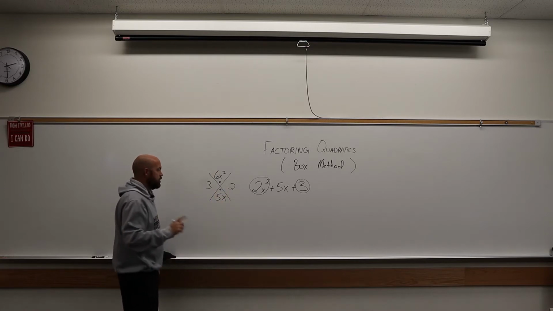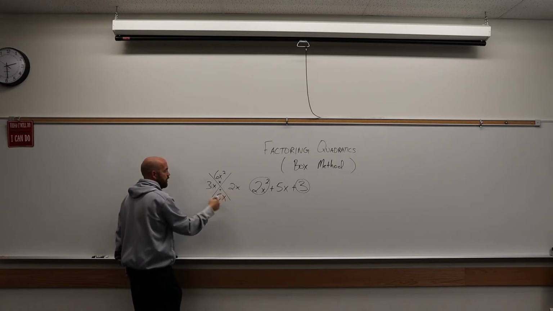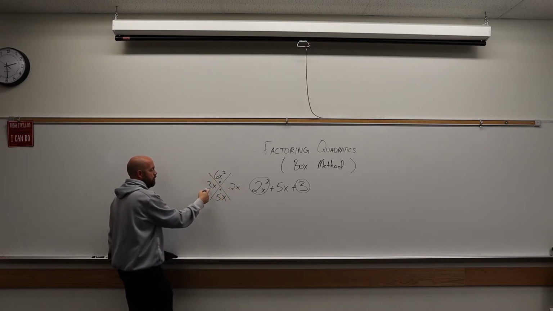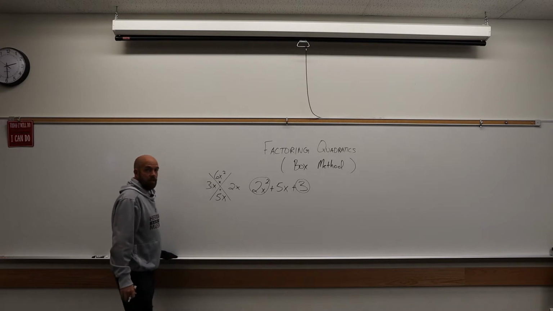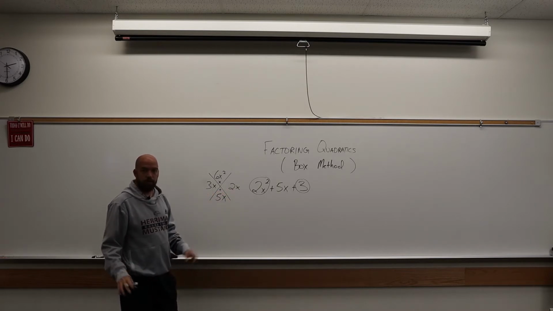There we go. The issue, though, is we need x's. So that way, if I have 3x times 2x, it gives me 6x squared. But if I add them together, that gives me the 5x. Now, as soon as I get these two things, I'm ready to do the box method.